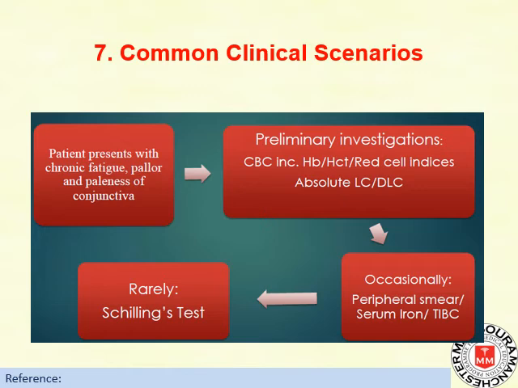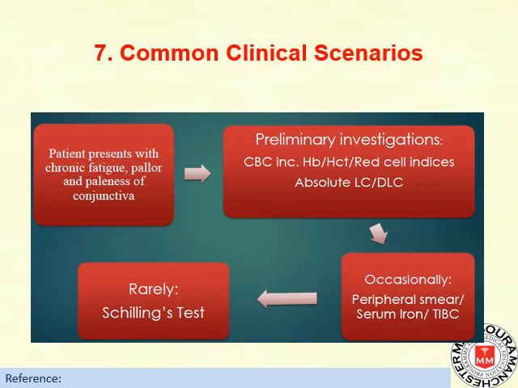ordering a lab investigation. Here we have a patient presenting with chronic fatigue, pallor, and dullness of the conjunctiva. So the preliminary investigation should be a CBC, or complete blood count, including hemoglobin, hematocrit level, red cell indices, and a differential leukocytic count or absolute leukocytic count. So these are the preliminary investigations, and from these results we can have data that can help us confirm or reject a diagnosis for this kind of patient.